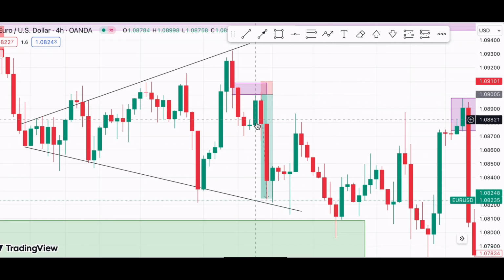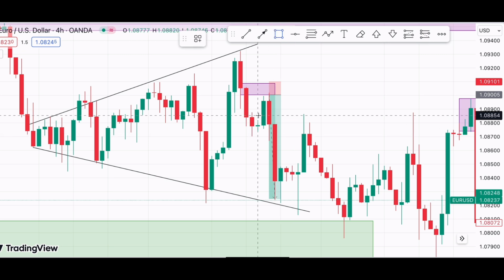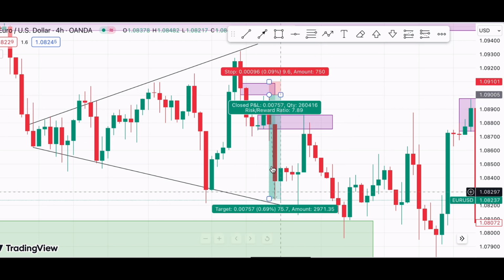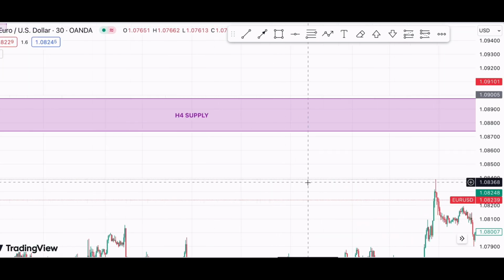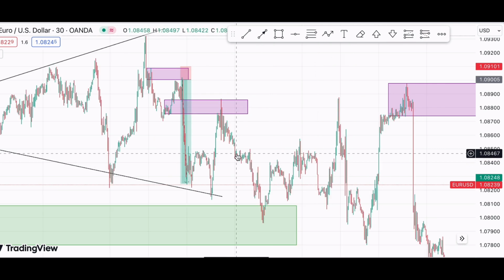Right here also have one of the zone. Right, this is a double Maru Bozu hidden zone again in H4. So we go to the M30, look for it.